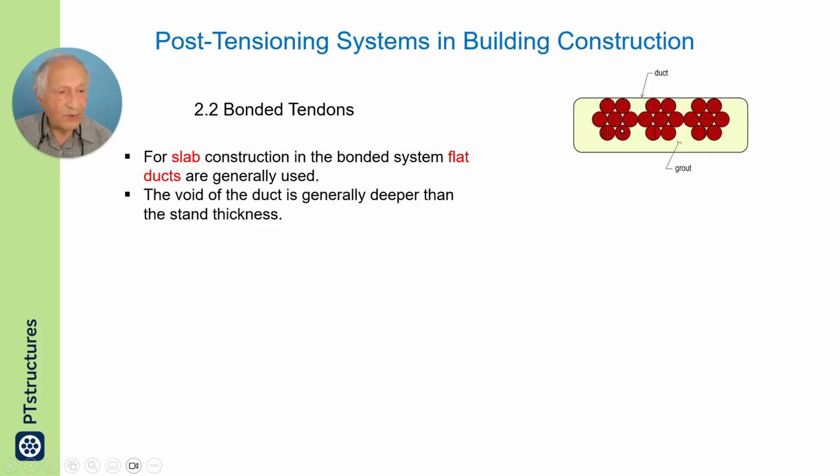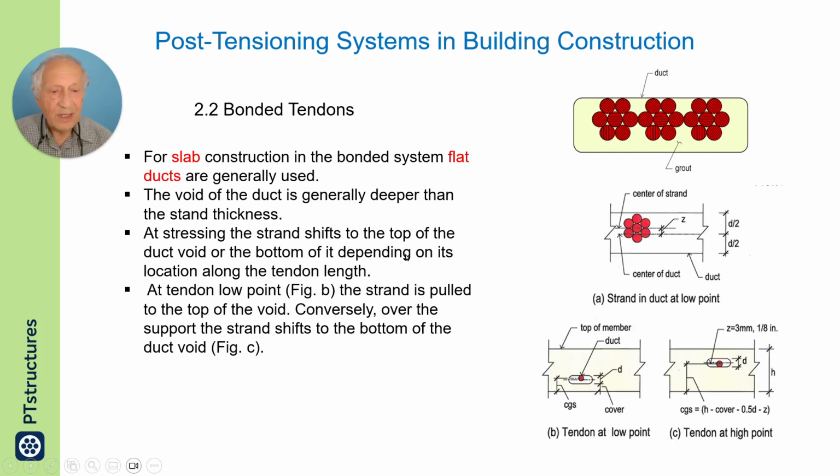Generally, the void is much larger than the strand. So the strand has the option to go a little bit up and down within the void, as you see here. When the tendon is at a low point, as shown here, the strand comes up, touches the upper surface at high point in its profile along the member.